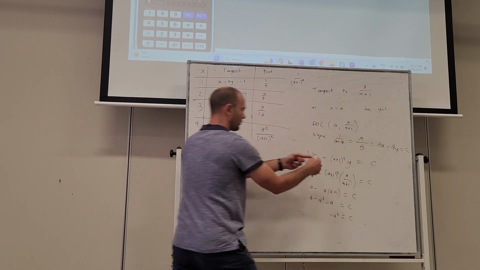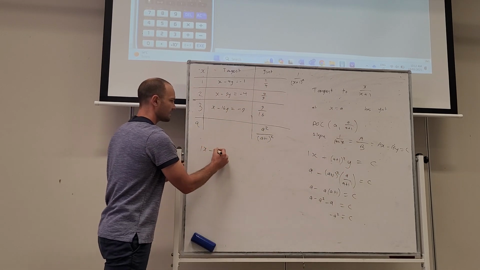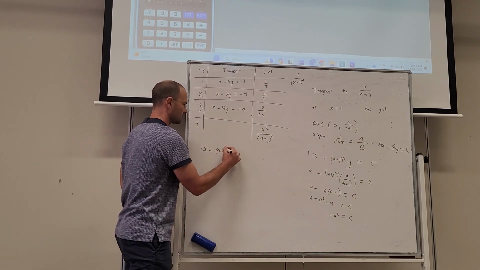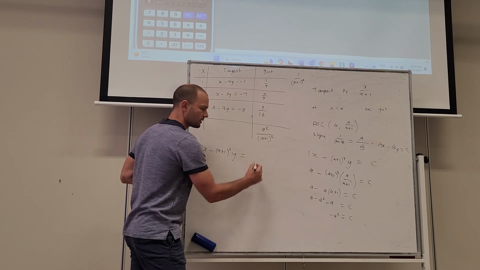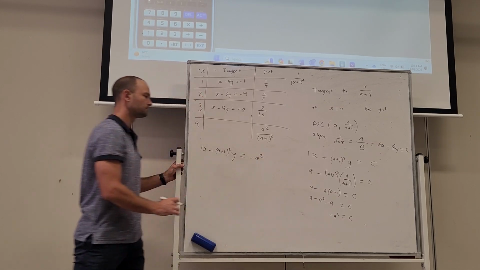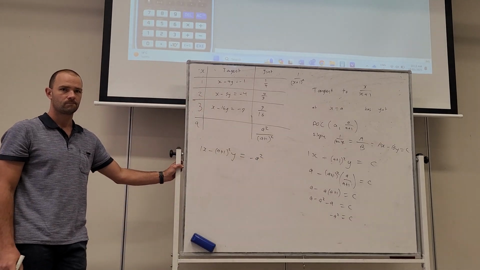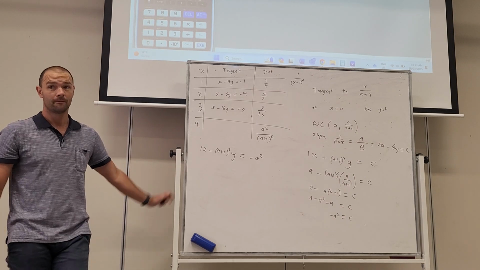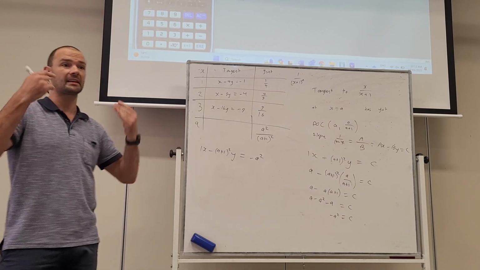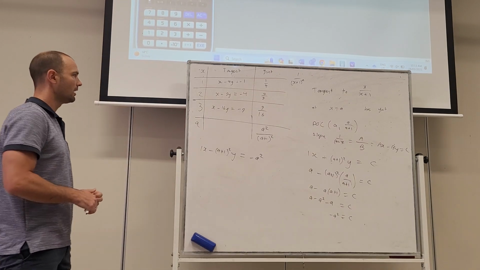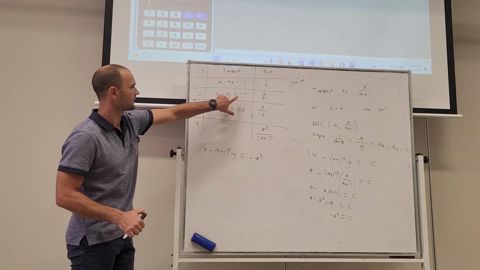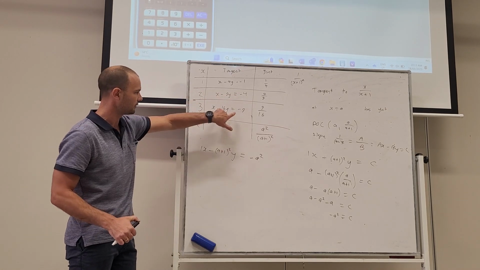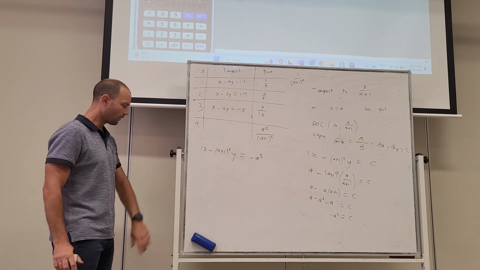So then this is the equation of the tangent: 1x take a plus 1 squared y equals minus a squared. That's the equation of the tangent for any tangent at x is a. So if you put 2 in there, it's going to give you that equation. If you put 3 in there, it'll give you that equation. Alright, now we want the y-intercept.